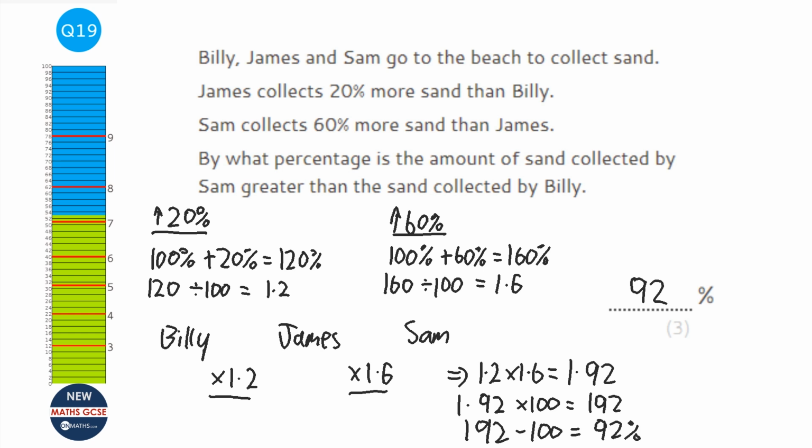And it's because when Billy has 20% more than James, Billy has a bigger amount. And then when 60% of it is calculated to work out what Sam has, that's a bigger amount for Billy. So you will expect it to be more than 80%. So 92% is probably the correct answer, and through our working out, we've shown it is a correct answer.